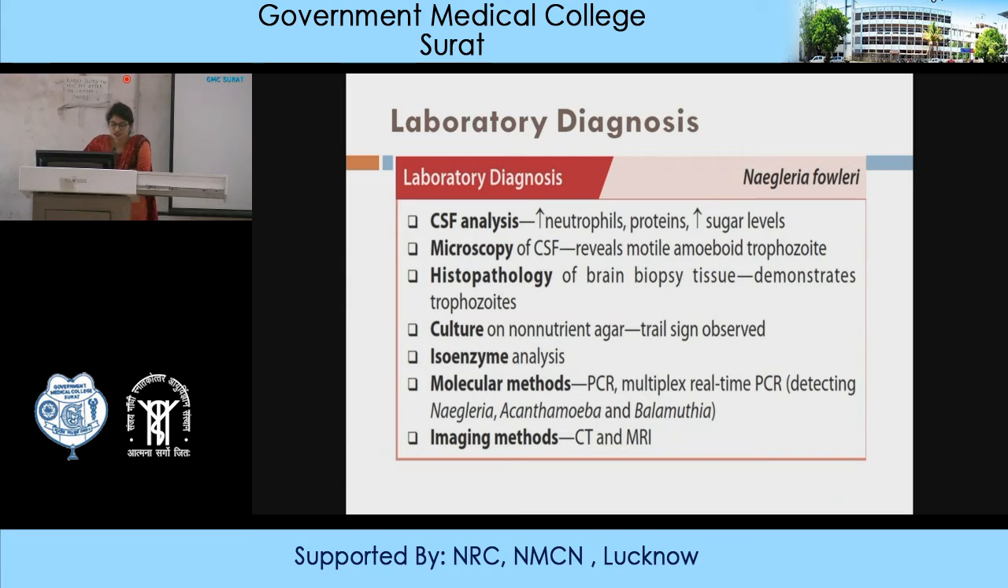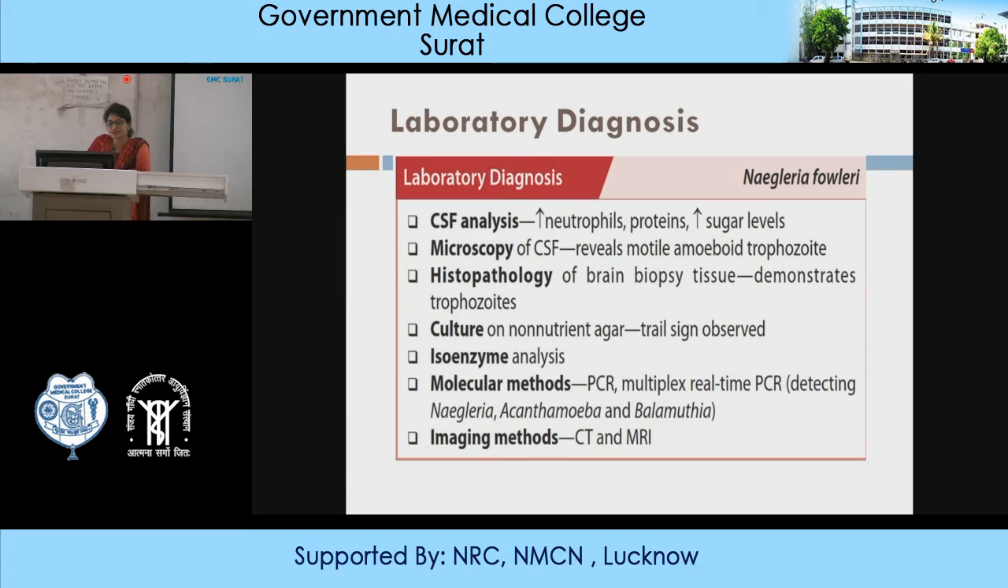We can do the culture of Naegleria fowleri from the CSF sample on non-nutrient agar. Now here it cannot grow independently, so here we do an overlay of E. coli bacterial isolate. So you do a lawn culture of the CSF along with the E. coli, and the trophozoite form, as it is an amoeba, has pseudopodia, so they will crawl on the lawn culture and they will produce a trail. So the trail sign will be observed once they are cultivated on the non-nutrient agar.